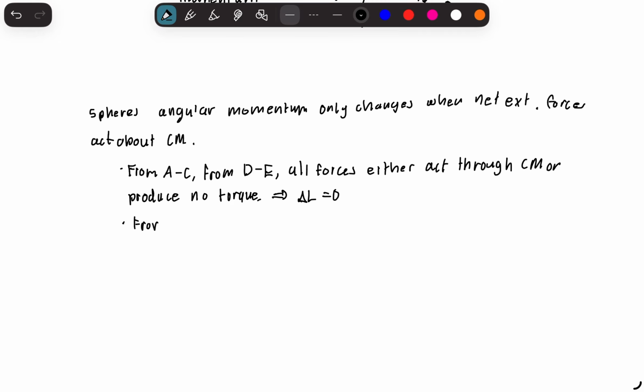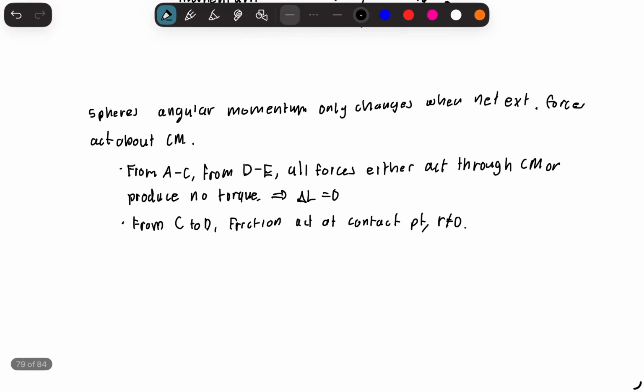Now, from C to D, friction is going to act at the contact point, and that makes R not equal to 0 because there's a distance from the center. So because R does not equal 0, torque is not going to equal 0. Therefore, the change in angular momentum is not going to equal 0. So an angular momentum change does exist, and it's only in this interval from C to D.